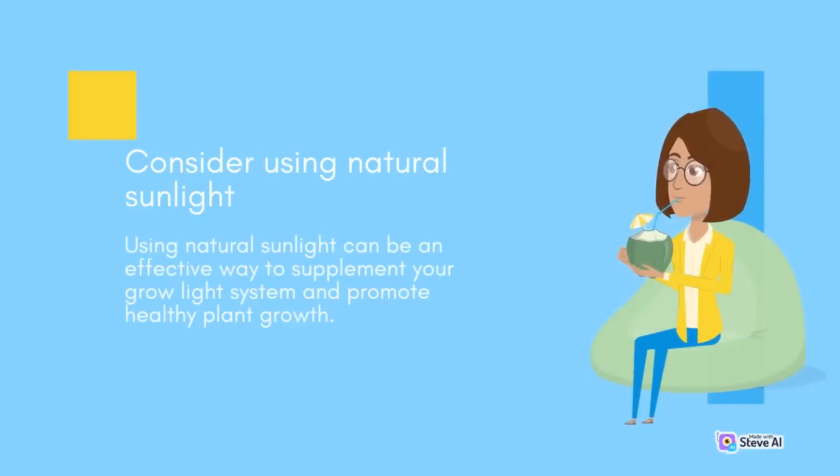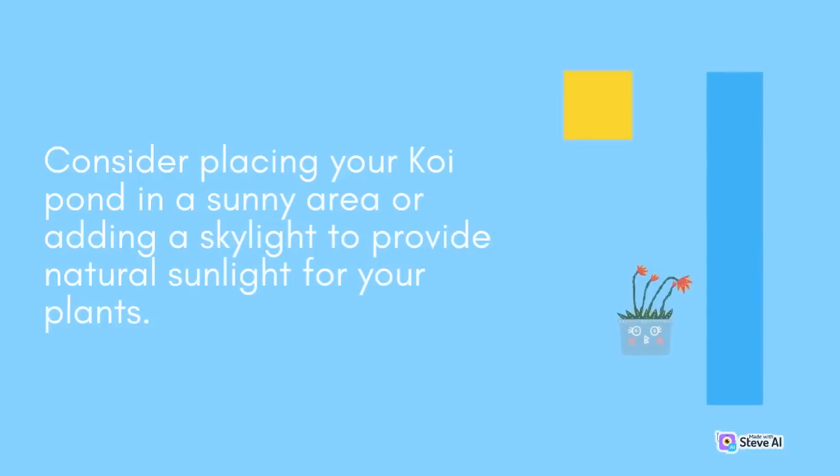Consider using natural sunlight. Using natural sunlight can be an effective way to supplement your grow light system and promote healthy plant growth. Consider placing your koi pond in a sunny area or adding a skylight to provide natural sunlight for your plants.